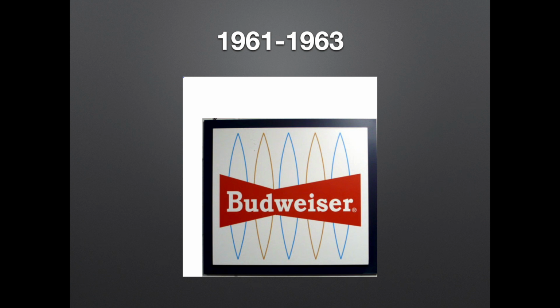1961 to 1963, we have the word Budweiser in white text inside of the weird bow tie looking shape again from earlier. And all of these things are inside this white rectangle with black outline, and it also has some weird looking blue and orange shapes on it. Or is that gold? I don't know.